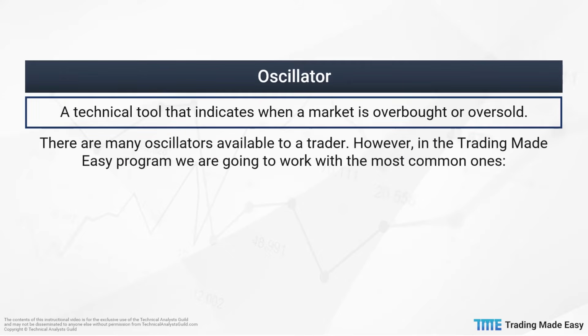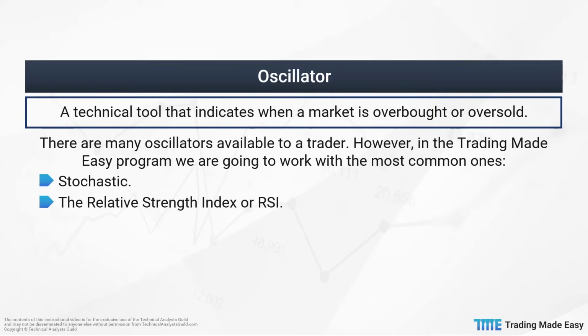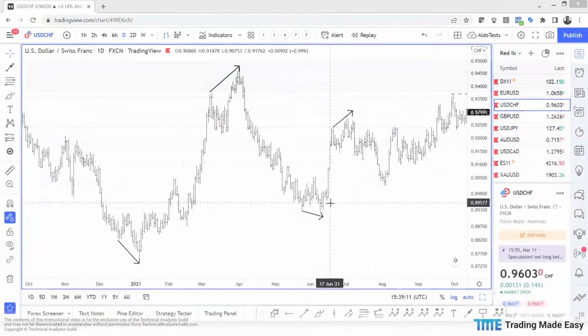There are many oscillators available to a trader. However, in the Trading Made Easy program, we are going to work with the most common ones, stochastic and the Relative Strength Index or RSI. In this lesson, we're going to talk about the stochastic. Let's see how we can bring it up in our charts.